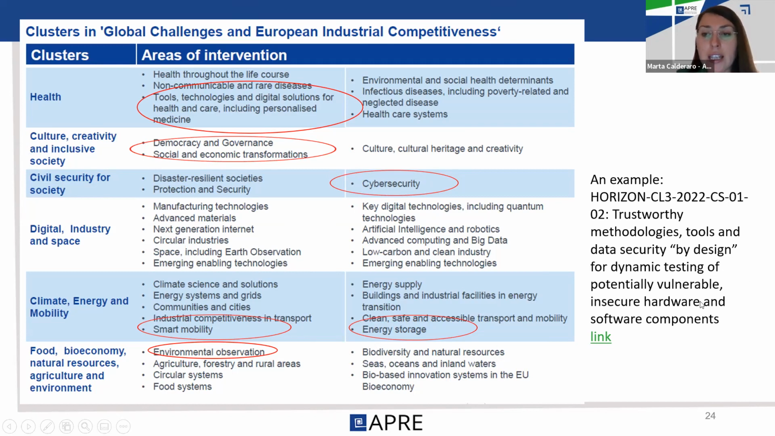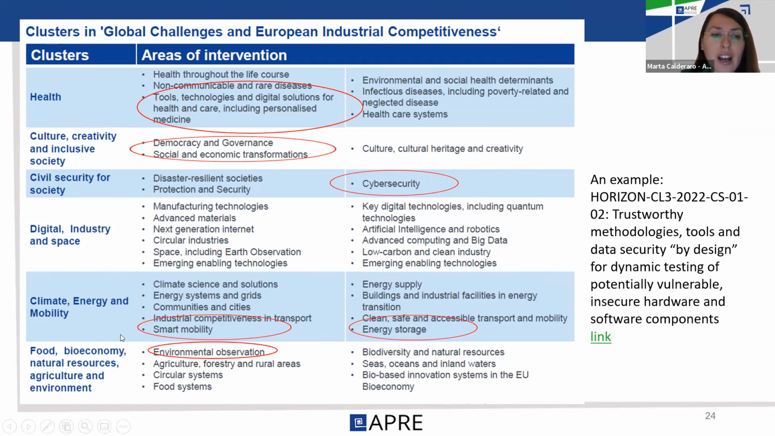And here, as you can see, I have just cited one example that to me was more related to your area of intervention. In particular, we have a research and innovation action on trustworthy methodologies, tools, and data security by design for dynamic testing of potentially vulnerable, insecure hardware and software components. And here we have the possibility to apply until November this year.